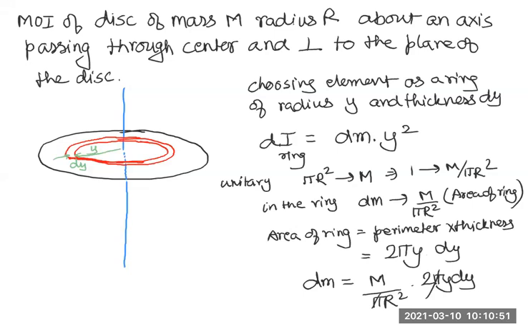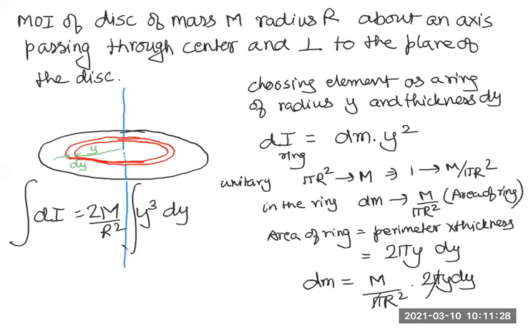Therefore, dI will be equal to 2 m by r square y cubed dy. So I have constants on one side, variables on the other side. The next step, of course, is integration. But before we integrate, we must find out the limits of y.